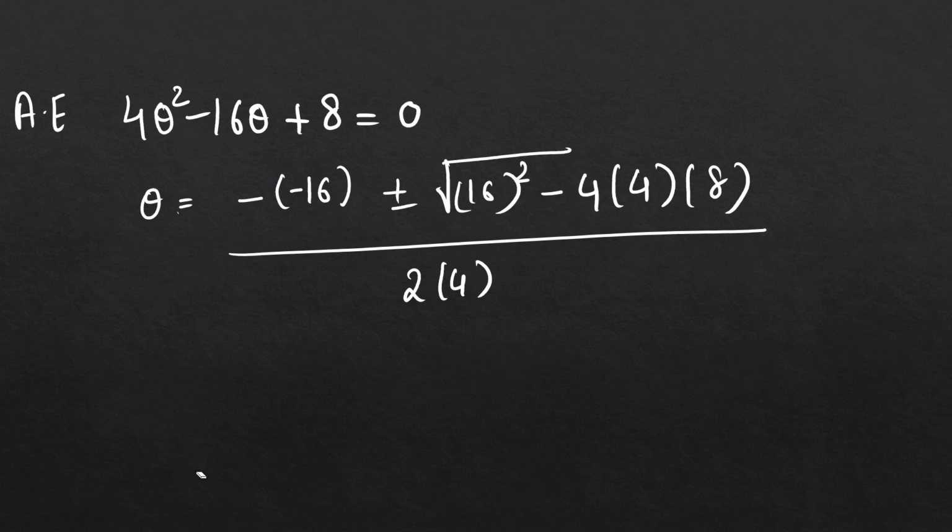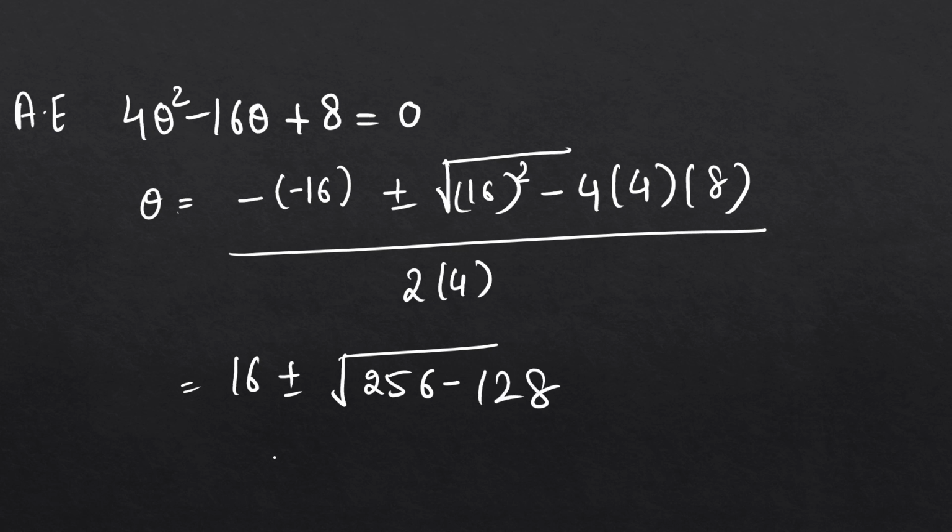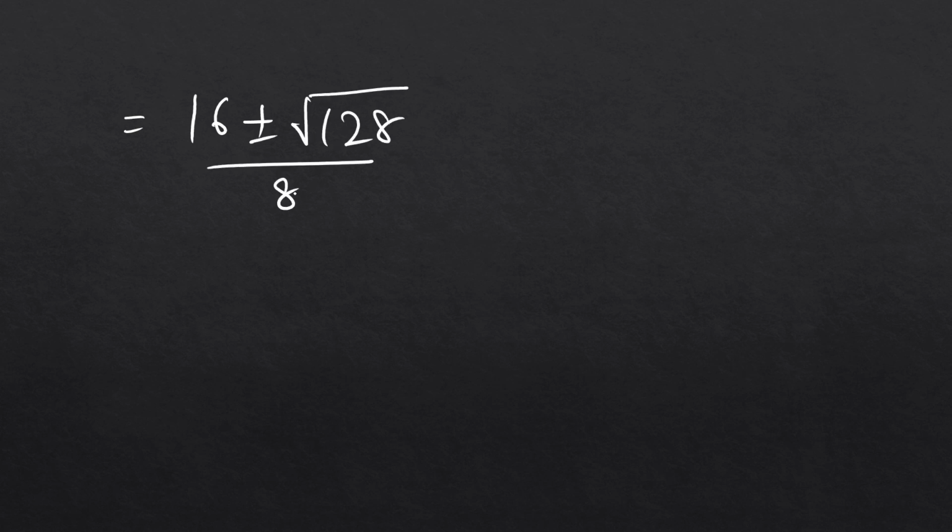So always remember, to solve this equation it is 16 plus minus the square root of 256 minus 4 into 16, 16 into 8. If we multiply 16 into 8, we get 128, divided by 8. So again, if I want to solve it, 16 plus minus square root of 256 minus 128, this is again 128 divided by 8. So again, if I want to solve it, it is 16, and after 16 it is plus minus.